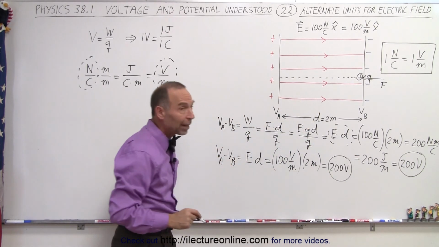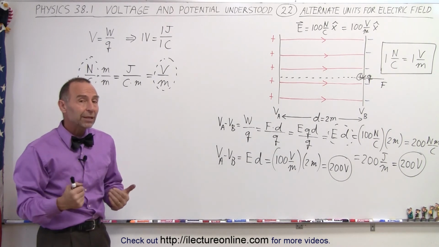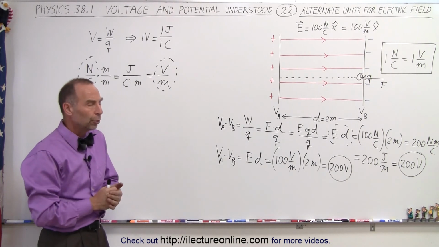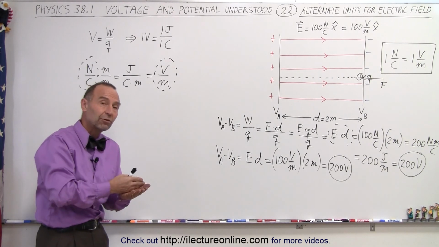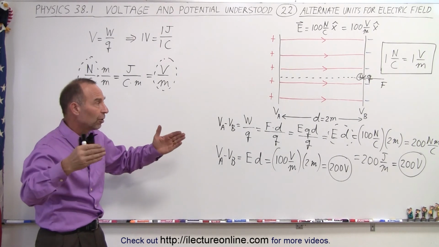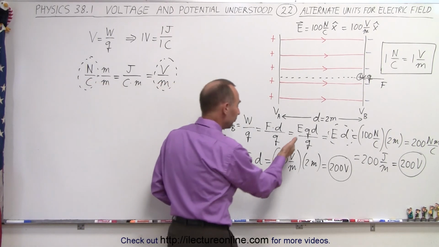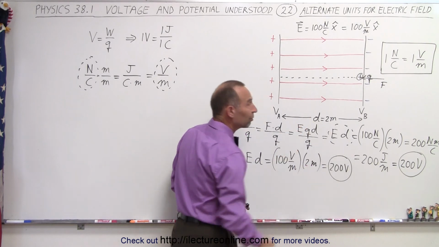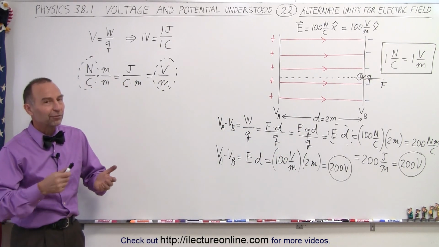As you can see, sometimes it makes a lot more sense to talk about the electric field in terms of volts per meter rather than newtons per coulomb, especially when we try to make a relationship between the electric field and the potential difference from one side of the field to the other side of the field. It's simply easier to say volts per meter times meter gives us volts. So that's the other way in which you can express the units of the electric field.